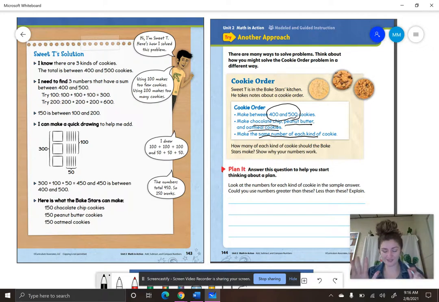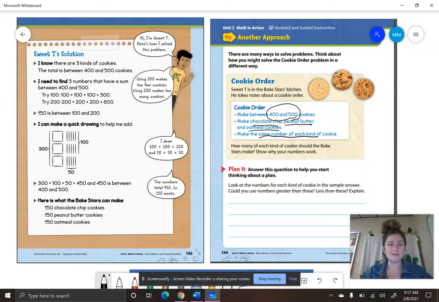All right, so we're going to pause for a second, and we're going to look at page 143 now. So we know there are three kinds of cookies: chocolate chip, peanut butter, and oatmeal. And we know that we need to make between 400 and 500 cookies. So we have three types of cookies, but we need to have the same number of each kind. So look at page 143, and here is Sweet Tea. He says, "Hi, I'm Sweet Tea. Here's how I solved this problem. Using 100 makes too few cookies. Using 200 makes too many cookies."